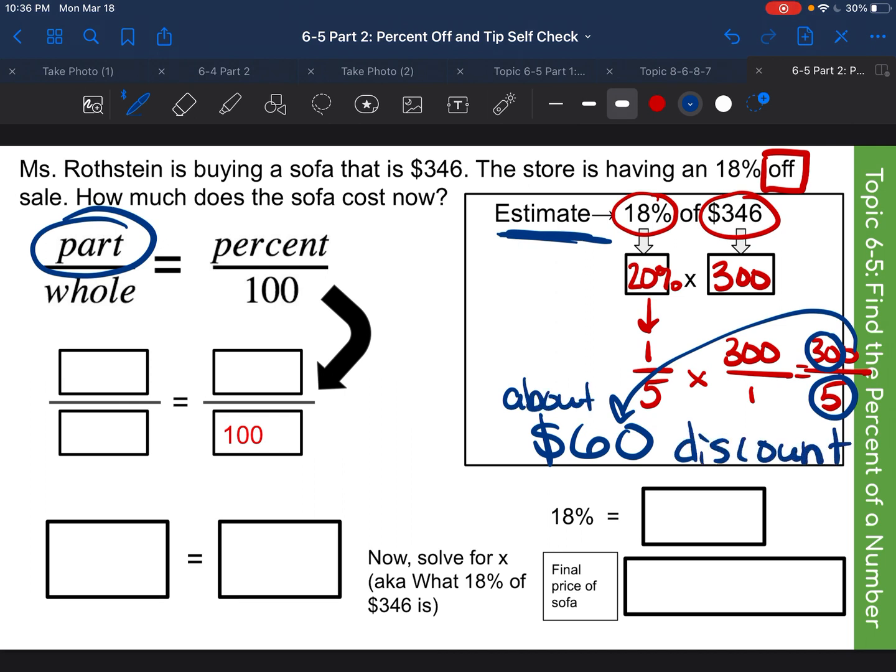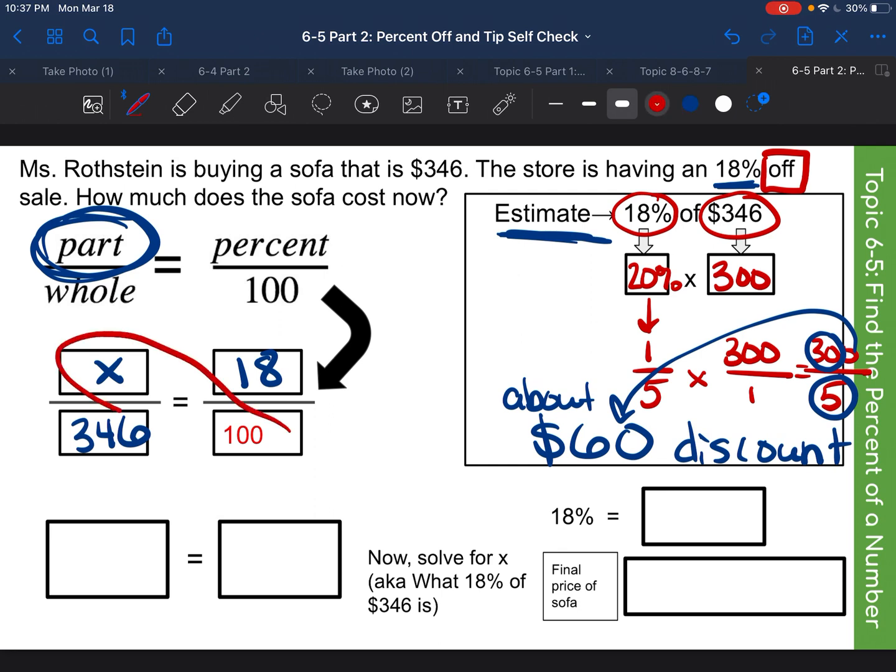And remember, what we mean by that is that number we need to subtract from the total. But we're not going to do that yet. The reason we're not going to do that yet is because we want to find the actual discount. So 18% we call the percent, and we don't need the percent sign because it's out of 100. The part is what we're figuring out. So we don't know, so it's going to be an x. And then we have 346 total dollars.